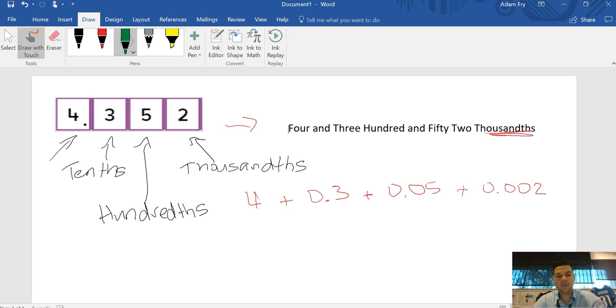Now, what does 4 and 352 thousandths look like as a fraction? Well, we've got 4 wholes, so we know that we're going to have 4 wholes there. And as I said, we've got 352 parts of 1,000, so that means our fraction would be 352 over 1,000. And that's what this looks like as a common fraction. Hopefully that's a little bit clearer.